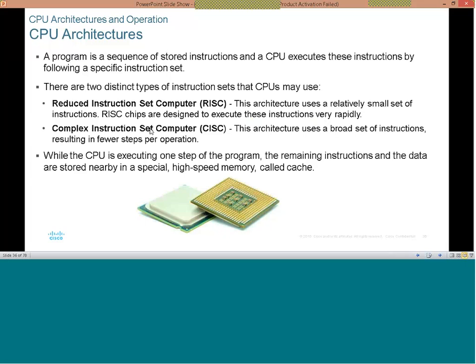Okay, and then we have the complex instruction set. This actually uses a broad set of instructions, resulting in a few steps per operation. So we have different equipment that requires different instructions to be carried out, of which the CPU will behave in this manner, either as RISC or CISC, depending on the component. Even your camera uses the complex instruction set, like an IP camera, where you have a broad set of instructions resulting in few steps of operation.